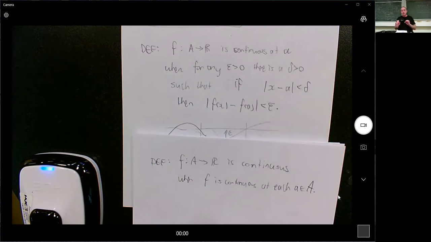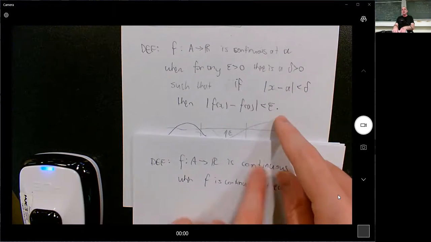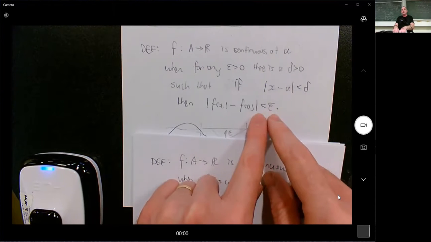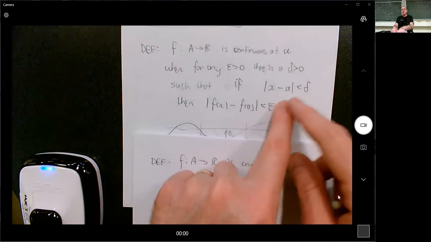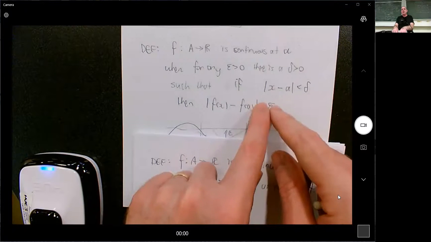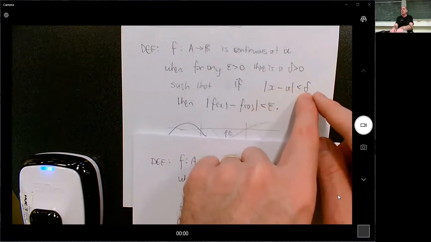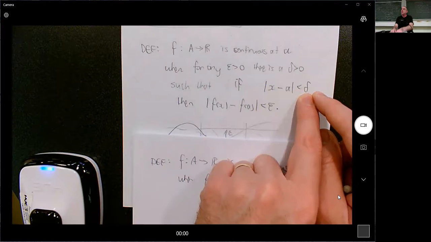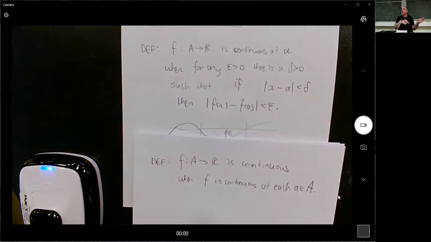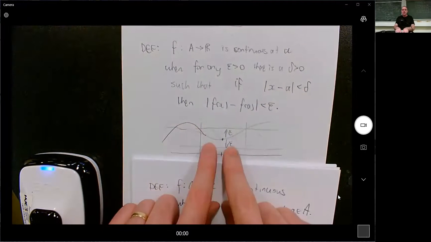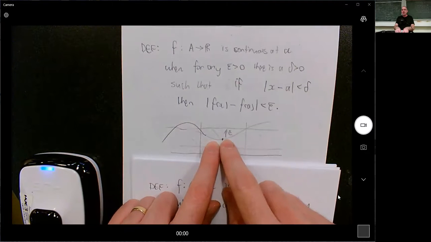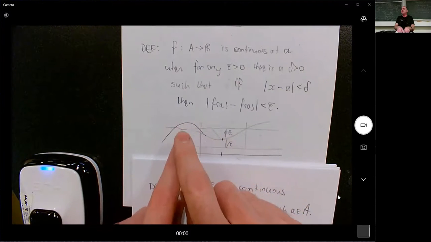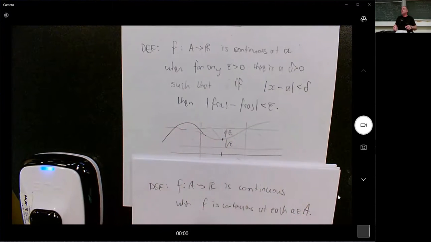And it's really important to notice that being continuous at a point A means that once you've picked an epsilon, each specific point A will have its own separate delta, and there might be different deltas to go with each epsilon at different A's. So it might be easier to get close to f of 5 than it is to get close to f of 7, for example.